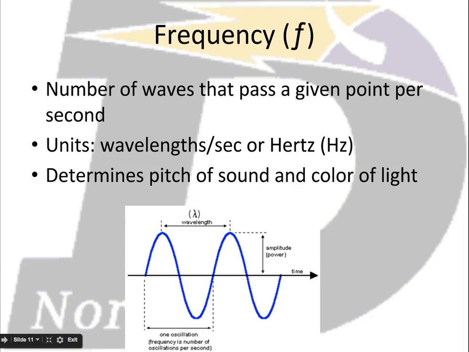Frequency, again, is the number of waves that pass a given point per second. The units are basically wavelengths per second, or what we call hertz. And again, it's related to pitch of sound and color of light. Frequency and wavelength are related in an inverse fashion, meaning if you increase the frequency, you decrease the wavelength, and vice versa. If you increase the wavelength, you're decreasing the frequency.